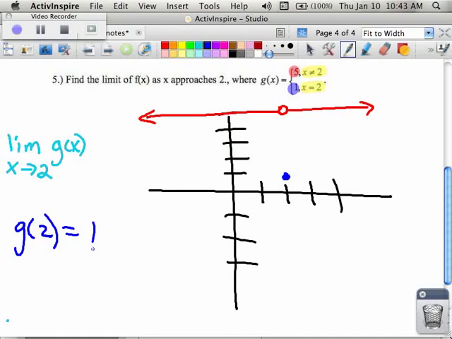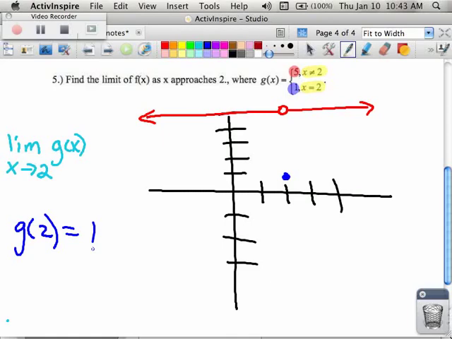The number 1, which nobody answered in our class, made sense to me, because there is a y value of 1. So that would have made sense, even though it's wrong, because that's the actual function value.